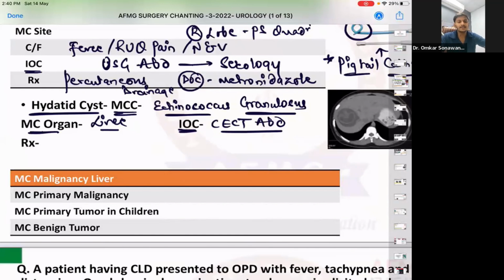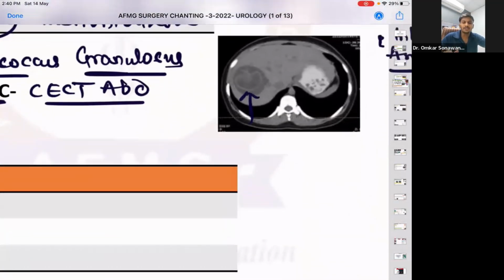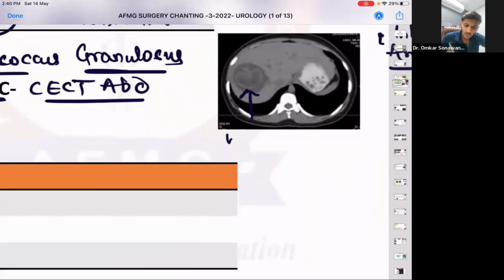Investigation of choice would be a CECT abdomen. And as you can see over here in the CECT abdomen, which sign is seen? Very good. It is the water lily sign.